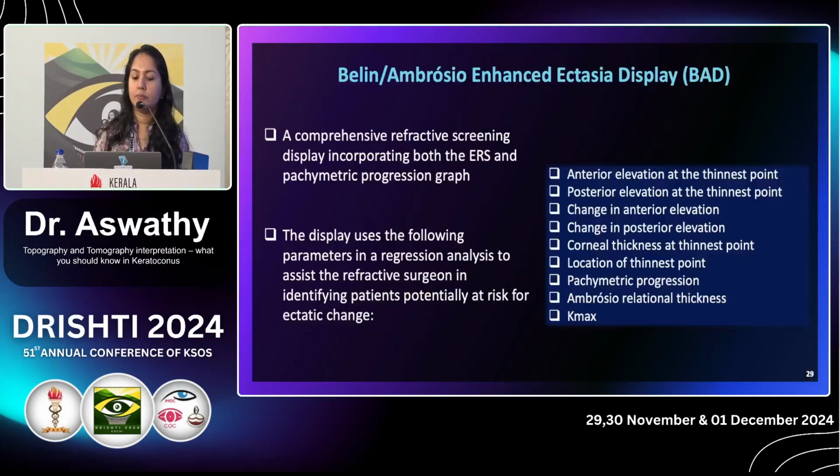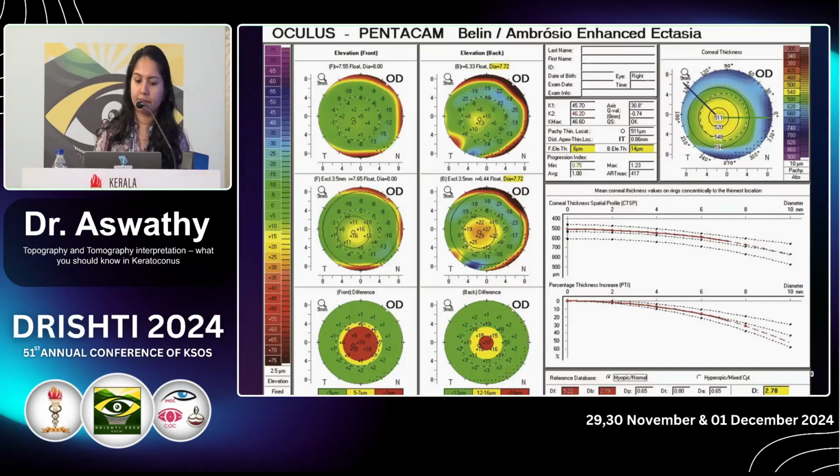Now this brings us to the Belin-Ambrosio enhanced ectasia display, which is a comprehensive refractive screening display incorporating both the enhanced reference surface and pachymetric progression graph. Now in this image, you can see that the upper two are with reference to the best fit sphere. The middle two images are in reference to the enhanced reference surface, and the lower two images are the difference map. That is the difference between the elevation map using an enhanced reference surface and a best fit sphere, and the differences are very much enlightened here.